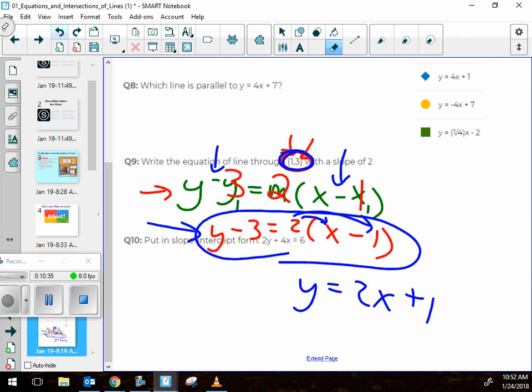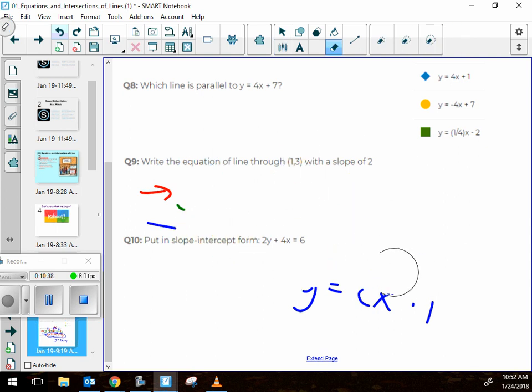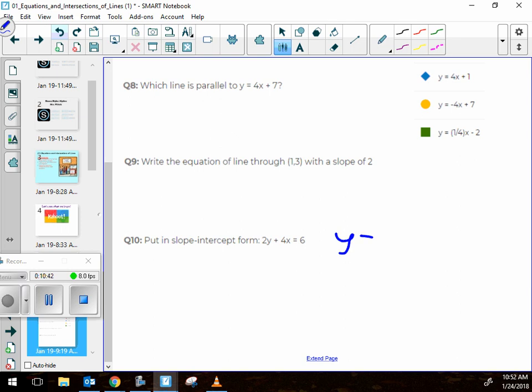All right, and last but not least, put this in slope-intercept. That's this kind. Put this into that form. What is that really saying to do? Solve for what? Solve for y is all they're really saying to do. Go ahead and do that. Because that's going to be the very first question on your Schoology quiz is something like this.